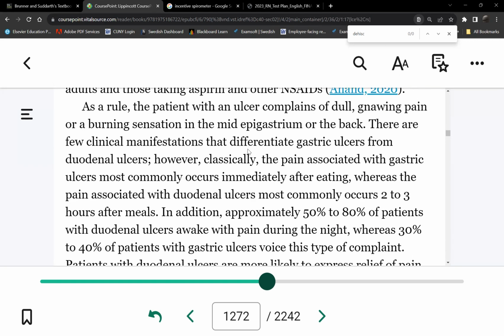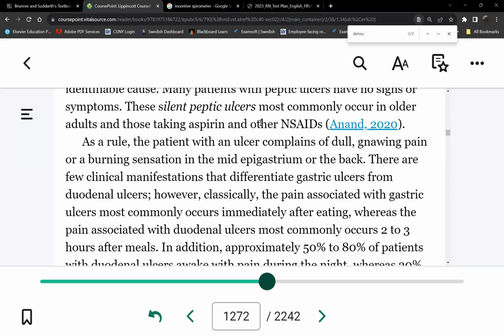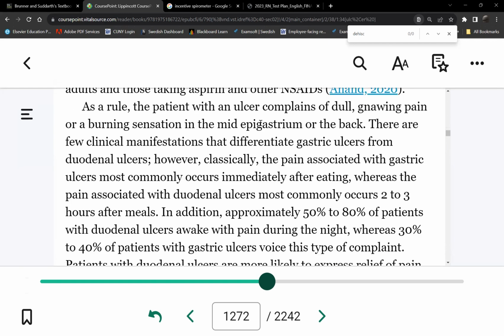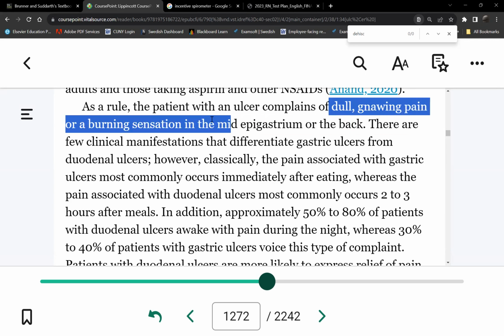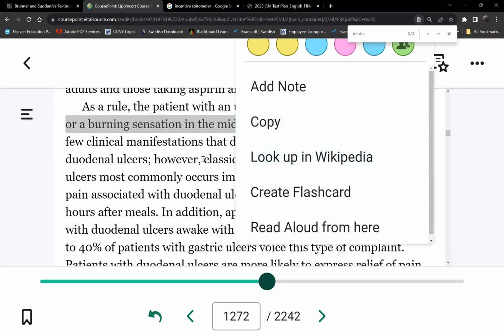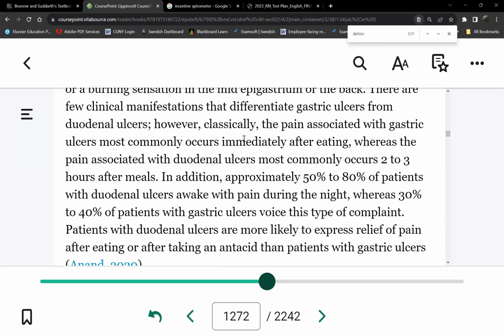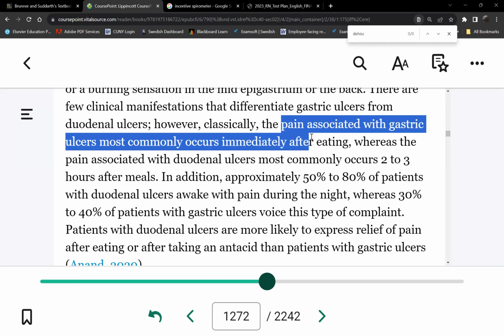Does the physiology make sense? So this is how patients describe the pain: dull, gnawing pain, burning sensation in the mid-epigastrium all the way to the back. The pain associated with a gastric or stomach ulcer occurs when? Immediately after eating. Why? Why does the pain start right after eating?